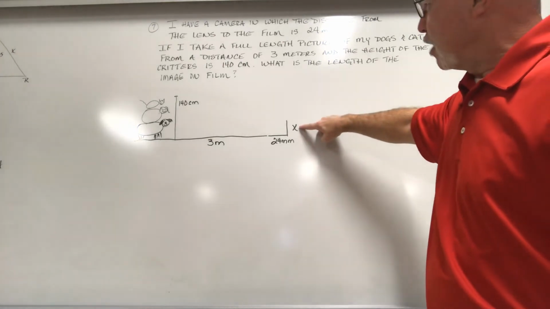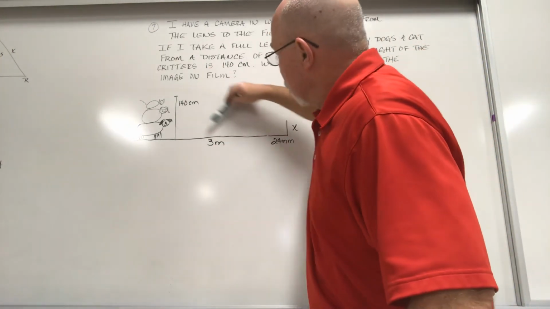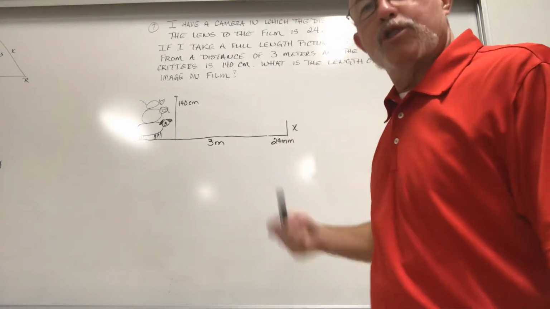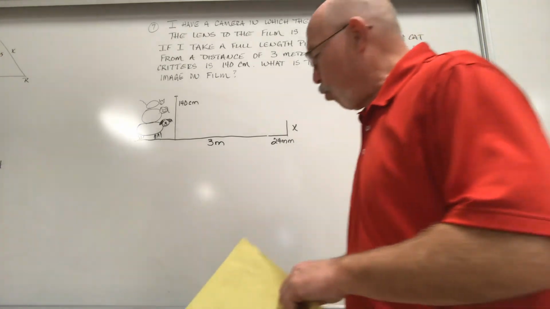What's the length of the image on film? So this is what I'm looking at. Folks, we can think of this as two similar triangles. I've got right angles here. We're set.